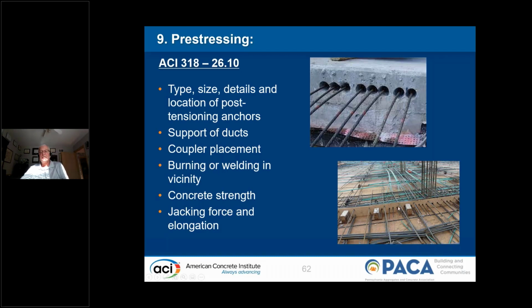You can also have the bars stressed before the concrete is poured. That's bonded pre-stressing. So we're stressing the steel, pouring the concrete, and then relaxing the rebar, or taking the forces off the reinforcing strands and allowing all those stresses to compress the concrete.